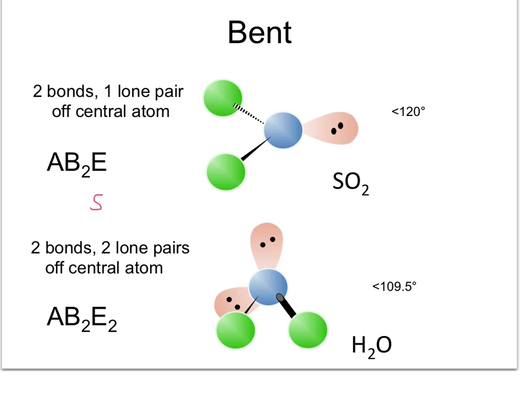Now, you probably would have drawn sulfur dioxide to look like this in your original Lewis dot diagram. So let's just look at it from that perspective. We've got an A, we've got two bonding atoms coming off of it, and then there's your lone pair coming off the central atom. So this is an AB2E. An AB2E is going to spread out into a bent or V-shaped.